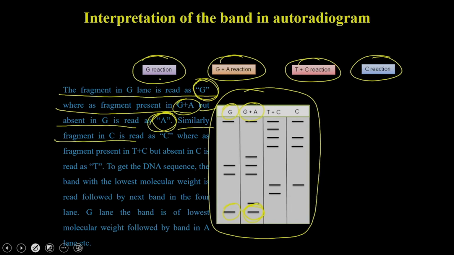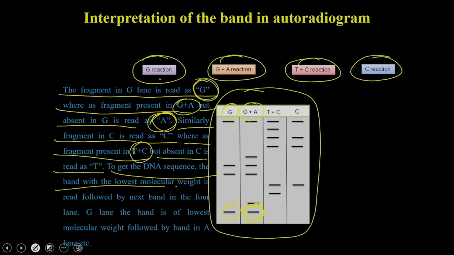Similarly, the fragment in C is read as C, whereas the fragment present in T plus C but absent in C is known as T. To get the DNA sequence, the band with the lowest molecular weight is read, followed by the next band in the 4 lanes. The G lane is of lowest molecular weight, followed by the band in the A lane, and so you have to read the bases exactly the same way as we just discussed in Sanger's method.